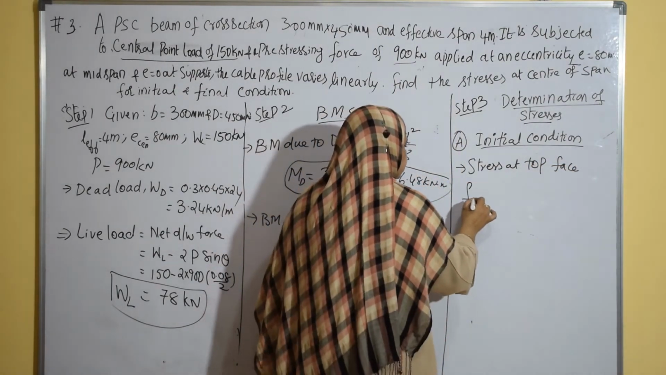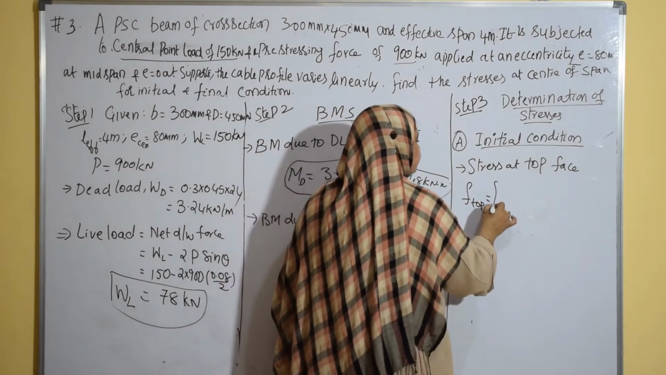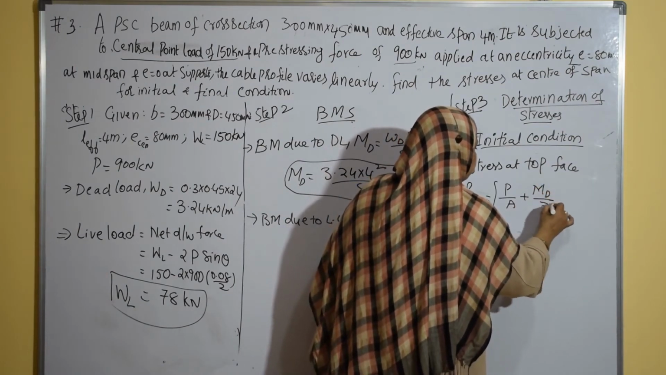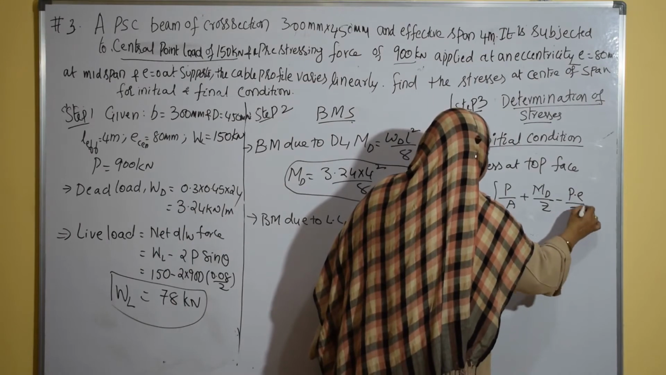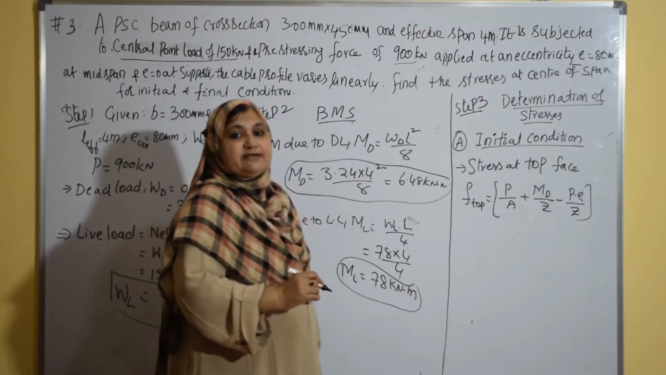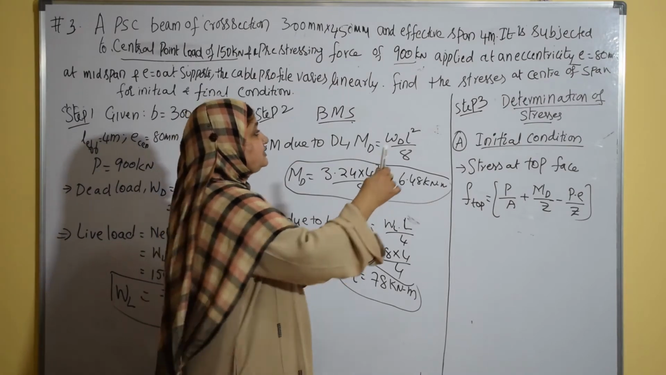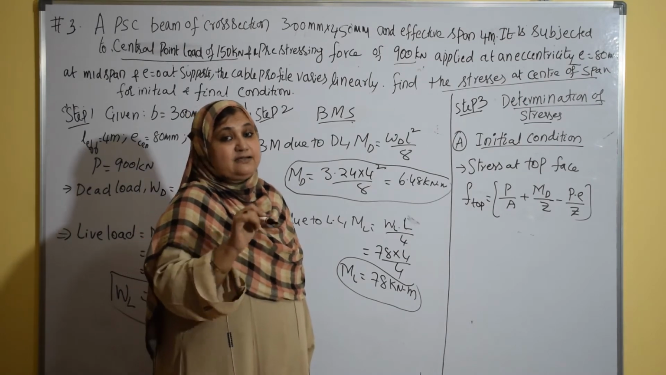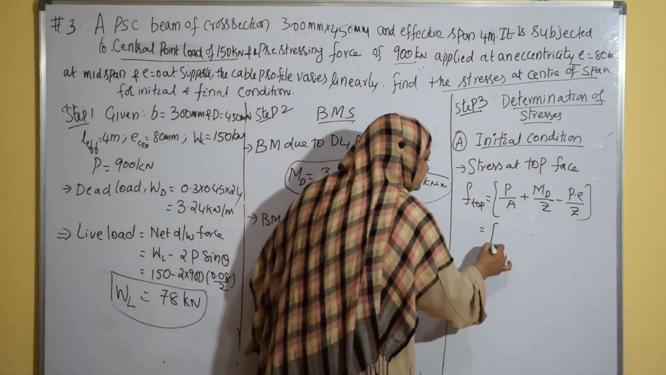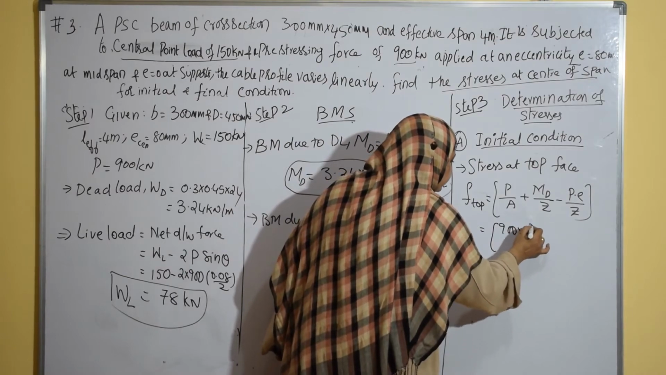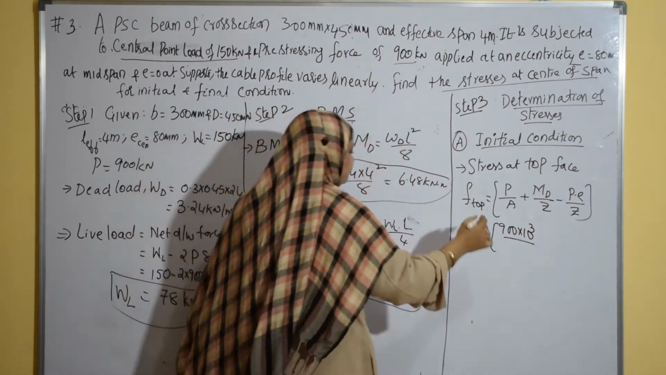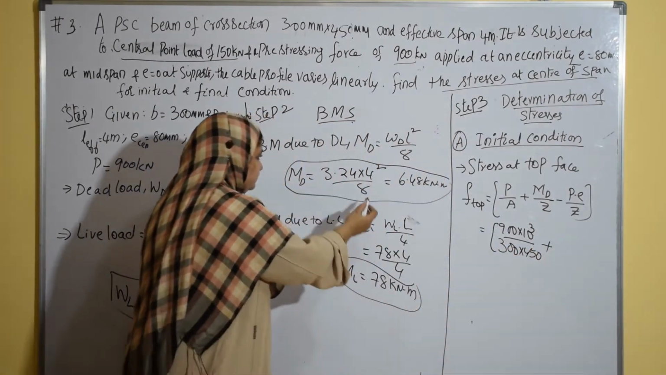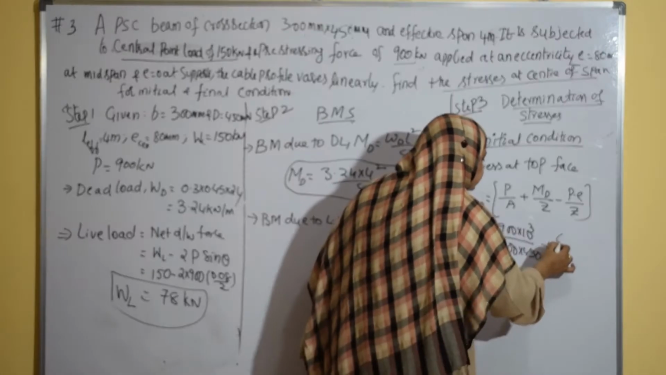F top is equal to, the same formula holds good, P by A plus dead load bending moment stress minus eccentricity stress. And eccentricity is varying, but according to the question we are finding the stresses at the center. So eccentricity is 80 mm. The net effect has come in the live load. So that is equal to 900 into 10 to the power of 3, my area is 300 by 450, bending moment due to dead load 6.48 into 10 to the power of 6.